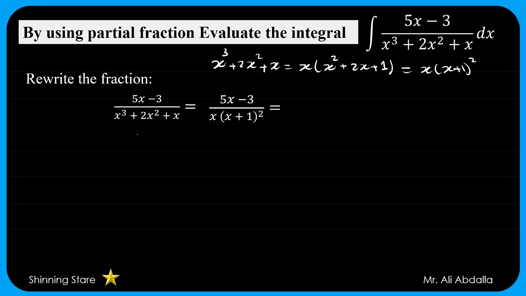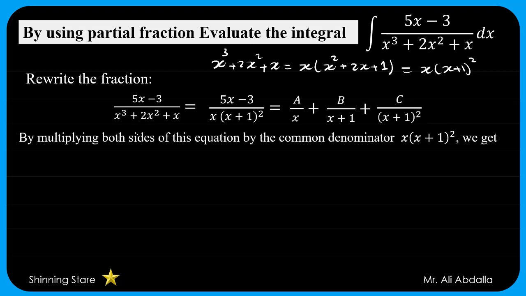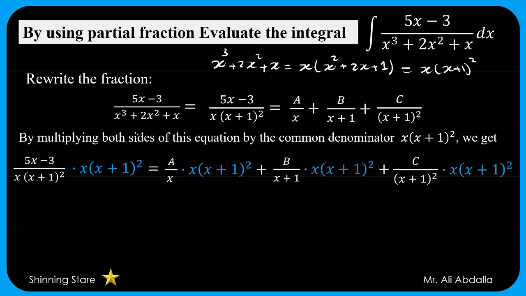Here we have a repeated linear factor. Then we can rewrite this fraction as a partial fraction as the following: A over x plus B over (x plus 1) plus C over (x plus 1) to power 2. By multiplying both sides of this equation by the common denominator x times (x plus 1) to power 2, we can simplify and we get 5x minus 3 equal A times (x plus 1) to power 2 plus Bx times (x plus 1) plus Cx.